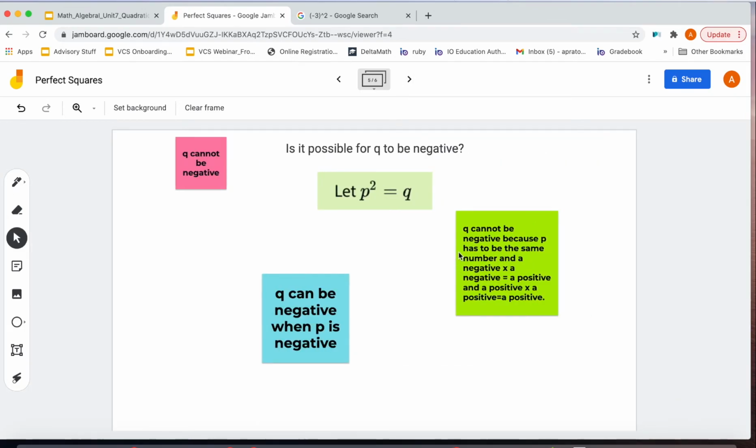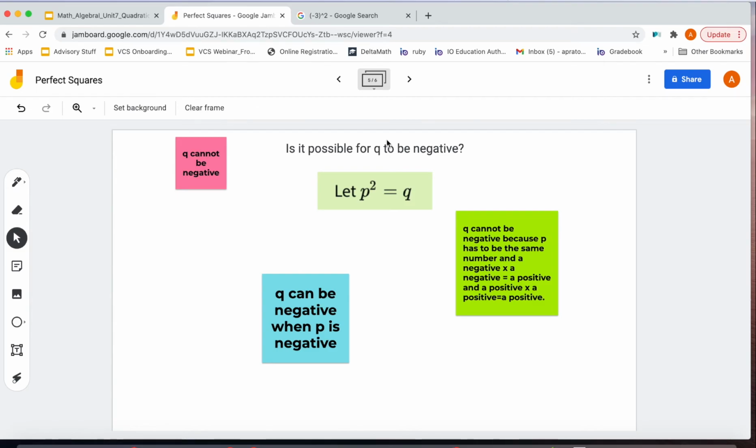Is it possible for q to be negative? Can I ever put a number here and get a negative outcome? What about a fraction? What about a decimal? What about a negative number? No, there's no possibility. There is no number you can square that will give you a negative. Why? Because a positive times a positive will always be positive, and a negative times a negative will always be positive, and p has to be the same number to square it.